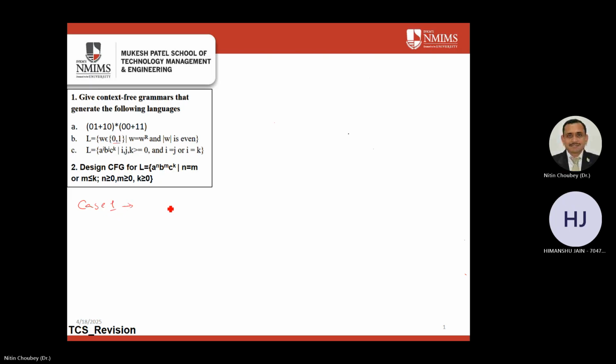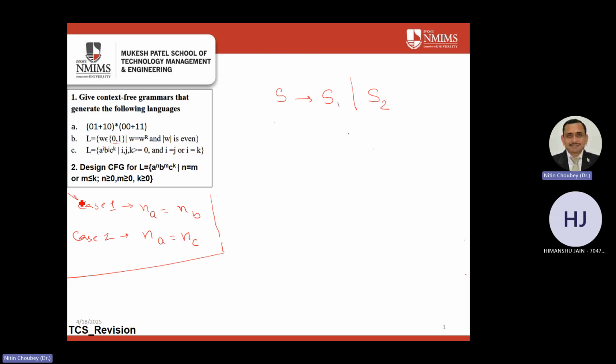Case one is the number of a's is equal to the number of b's. Case 2 is the number of a's is equal to the number of c's. And by default, i, j, k is greater than or equal to 0. So let's talk about it. S gives S1 or S gives S2. That means we'll either have a string belonging to case 1 or a string belonging to case 2. Understood? Yes, let's go for S1.